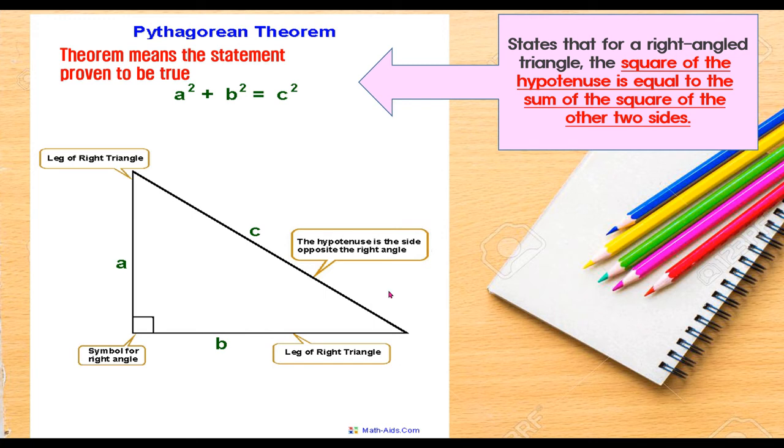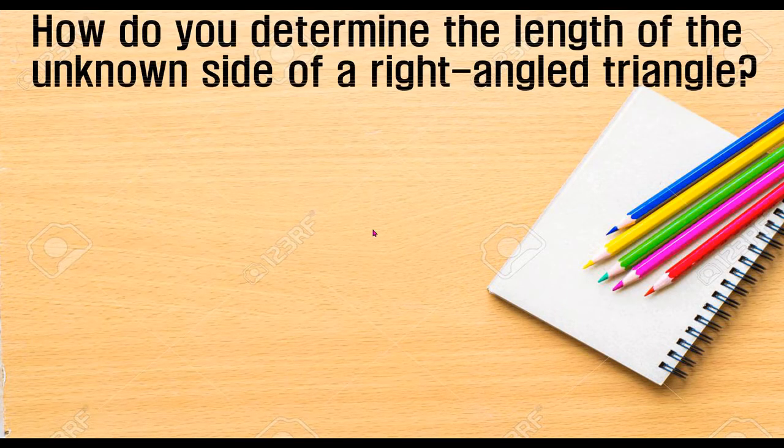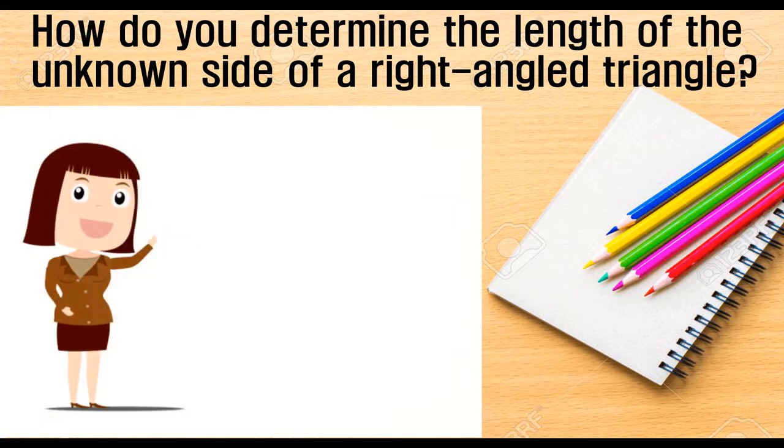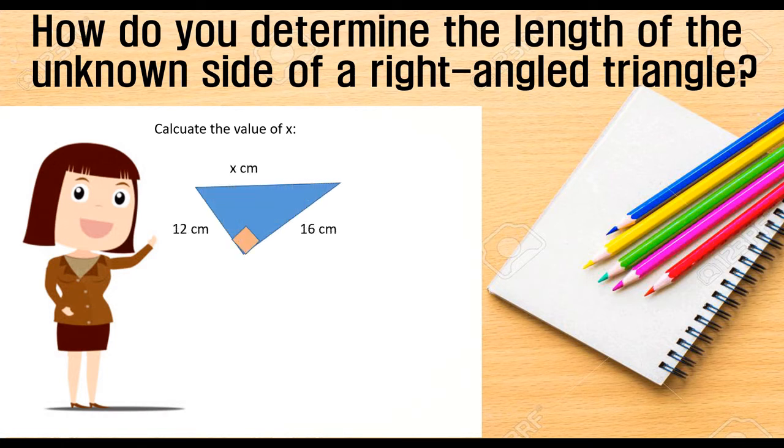Always remember the square here also means luas bagi segi empat sama. Okay, so when you have the square, you must remember what the square means here. Next, how do you determine the length of the unknown side of the right angle triangle? Very simple question showing here, and then please calculate the value of x.